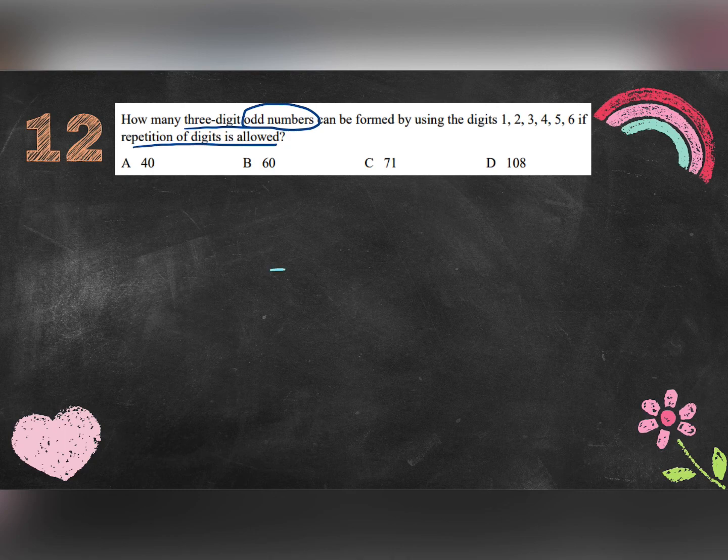So odd number 1, 2, 3. So odd number dia kena berakhir dengan nombor apa? 1, 3, 5. So 1, 3, 5 akan berada di ruangan yang terakhir. So maksudnya tempat untuk hujung ni ada 3 nombor. Okay. But since it said it can be repeated, so kat depan ni kita ada nombor 6 kan? 6 nombor. So dia akan jadi 6 darab 6 darab dengan 3. So 6 squared times by 3. I get 108. So the answer is D.